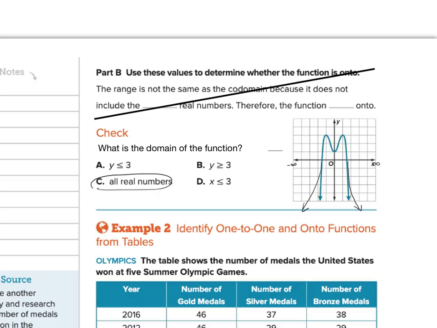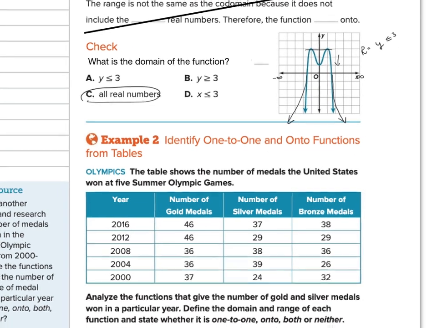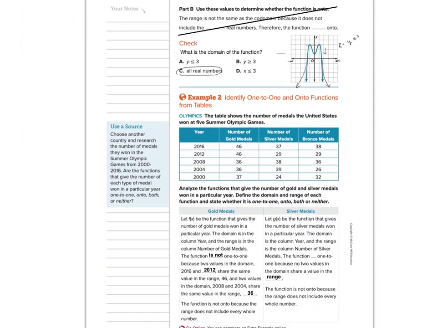If you wanted to look at the range, of course, it is going to be a maximum of y equals 3, and then it would be everything less than. So my range would be y less than or equal to 3. So different things that we have to be thinking about.